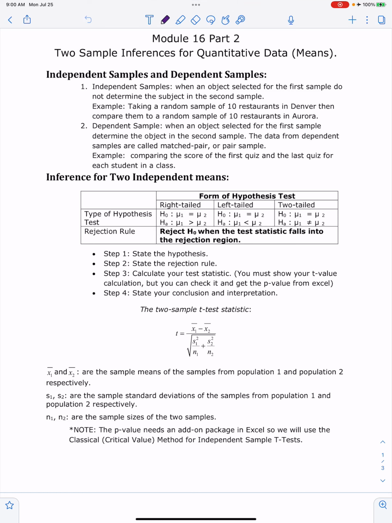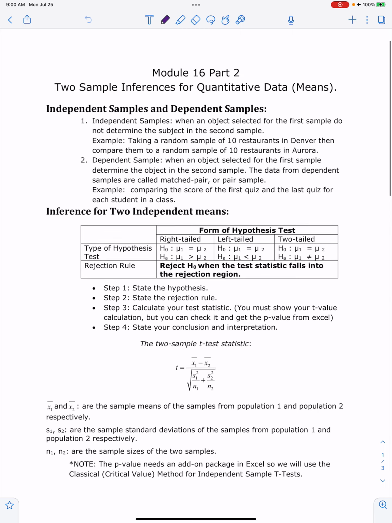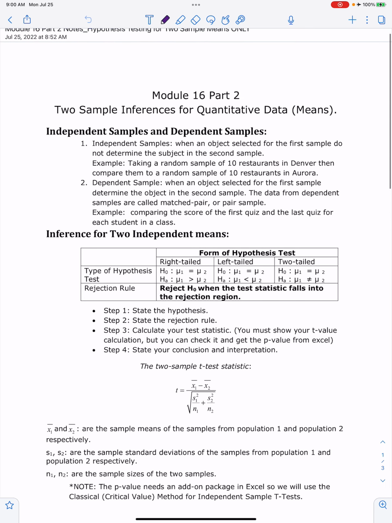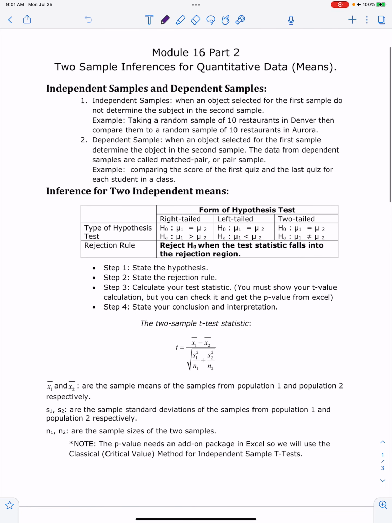Okay, here are our Mod 16 Part 2 notes. This is page 1 and 2. It says 3 pages, but the last page is blank, so I'm going to ignore that part. You'll notice here that the example is typed out on the second page, so I can talk you through it without forgetting to say what I need to say.